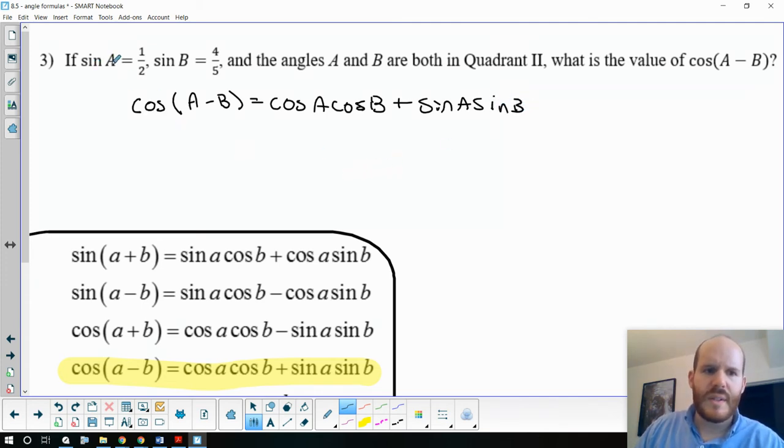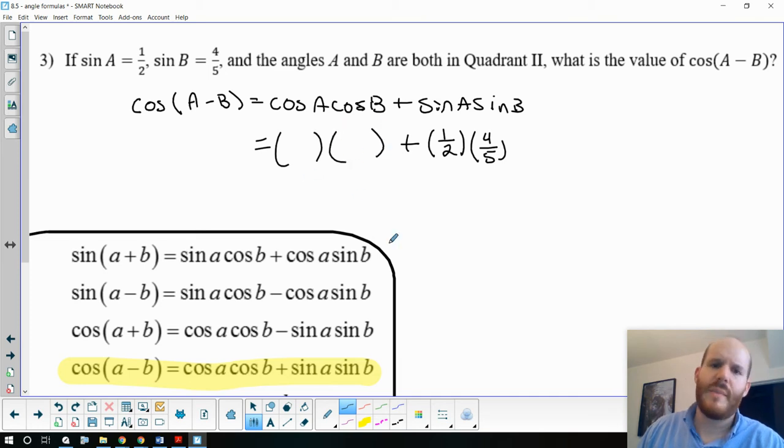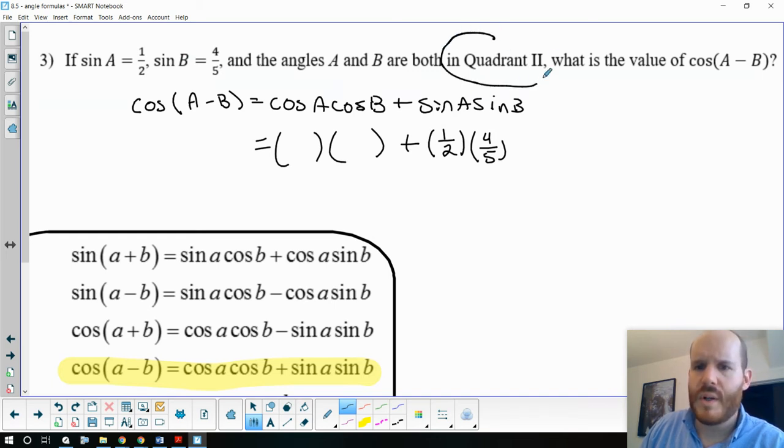Okay, now some of these I already know the sine values, so I can plug those in immediately. I know sine of a is 1/2, and I know sine of b is 4/5. But I don't know the cosine values yet. However, I do have enough information in this problem to figure it out. And it's really from these two values and the fact that I know that both are in quadrant 2.